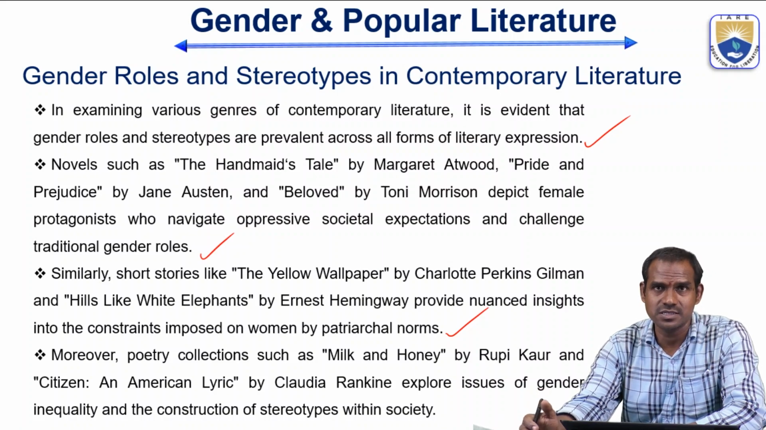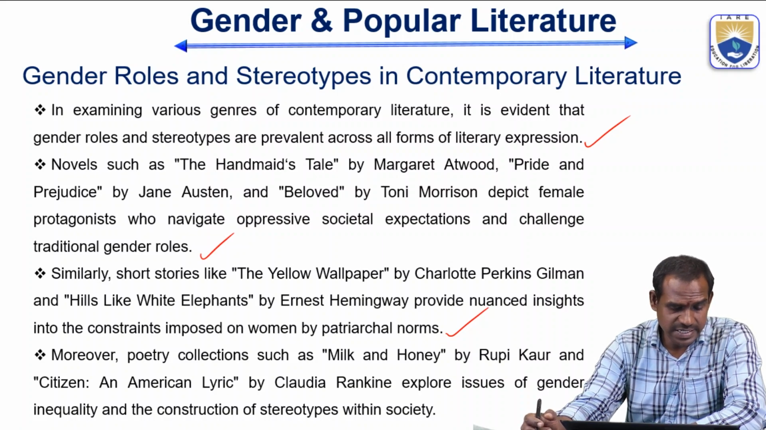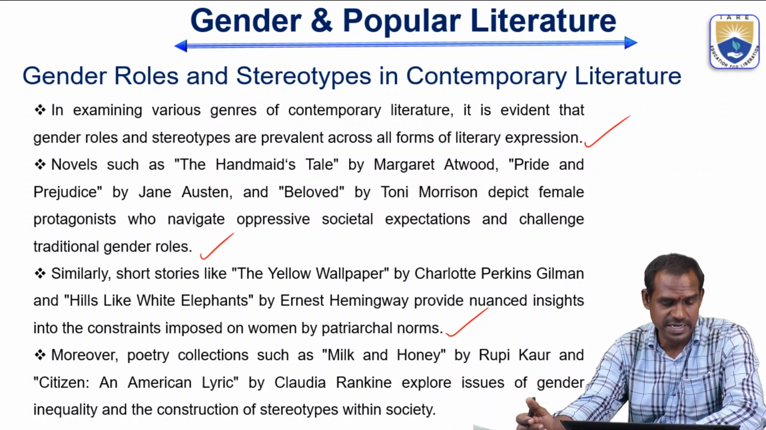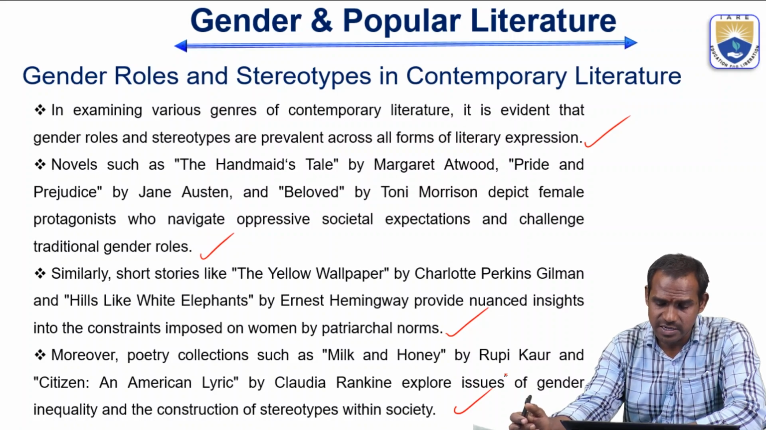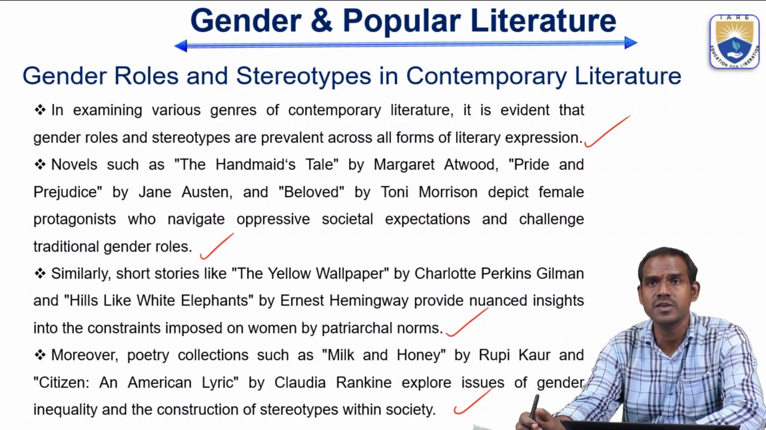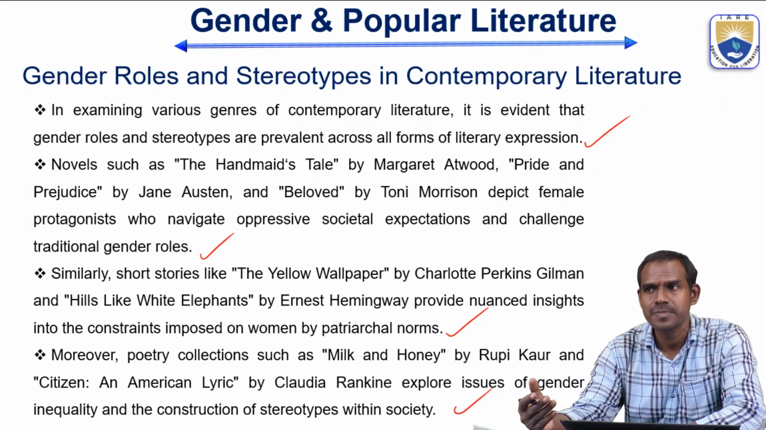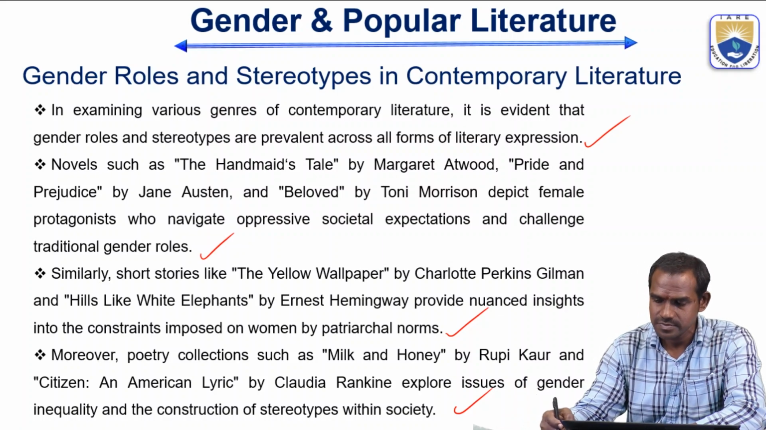Moreover, poetry collections such as Milk and Honey by Rupi Kaur and Citizen, an American Lyric by Claudia Rankine explore issues of gender inequality and the construction of stereotypes within the society. So there are some poetry collections, Milk and Honey by Rupi Kaur and Citizen, an American Lyric by Claudia Rankine. They also explore the issues of gender inequality and they also address some challenges against traditional gender norms. Okay?